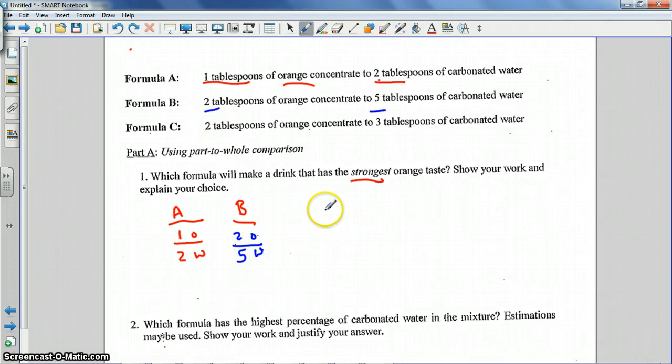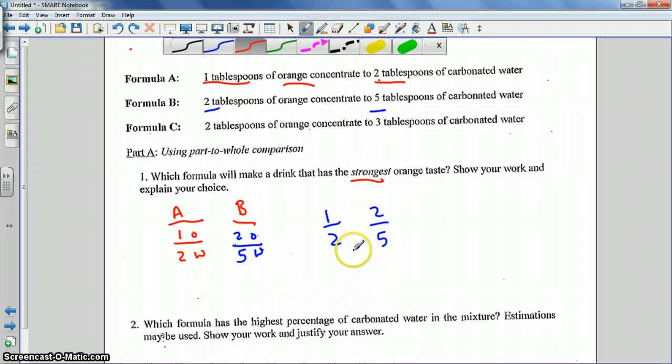So let's look here. We're going to compare 1 to 2, 2 to 5. There are a couple ways you could do this. One is to reduce both fractions to simplest form and see which one. These are both simplest form. That doesn't really help us. It depends on the fraction. Sometimes that helps, sometimes it doesn't.